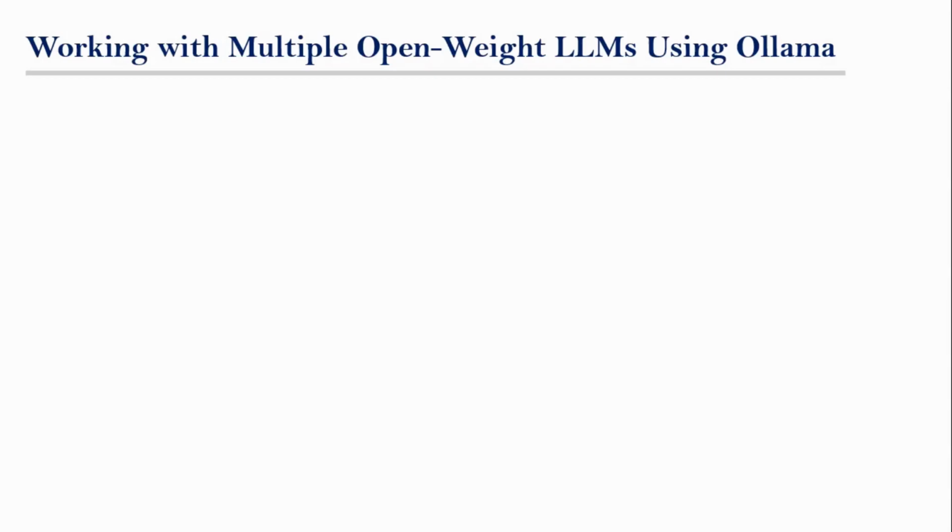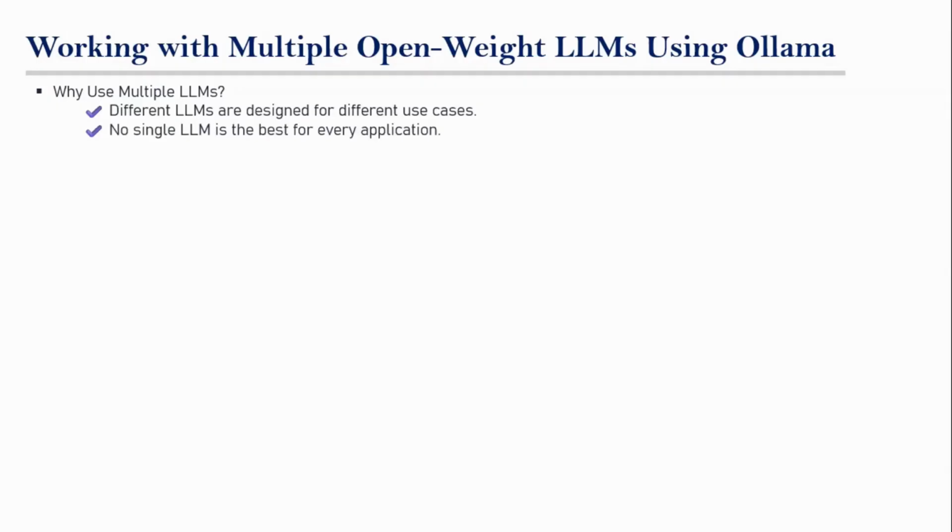Friends, here we are talking about working with multiple open-weight LLMs using Ollama. Firstly, why use multiple LLMs? Because different LLMs are designed for different use cases. That means no single LLM is the best for every application, and AI applications can switch between models based on their requirements.